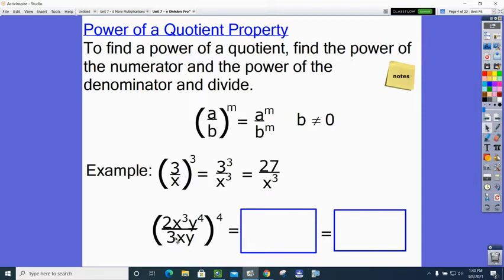So kind of in my mind, when I see this mess, I like to clean up what's inside first. So instead of just starting to go, oh, 2 to the 4th and 3 to the 12th, can you clean this up before you make it more complicated? So the 2 over 3 can't be simplified any further, but x to the 3rd over x to the 1st would become x to the 3 minus 1, which is x to the 2nd.